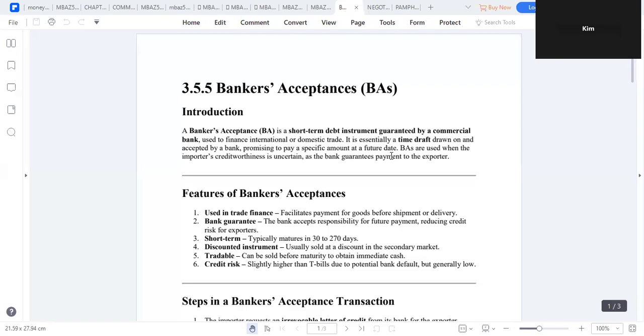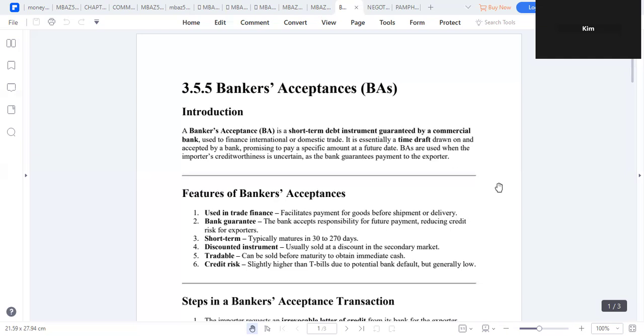Today we'll be looking at the banker's acceptances. So, what is a banker's acceptance? It is simply a short-term debt instrument guaranteed by a commercial bank, usually used in international trade, as well as domestic trade. A BA is essentially a time draft that is drawn and accepted by a bank, promising to pay a specific amount at a future date.